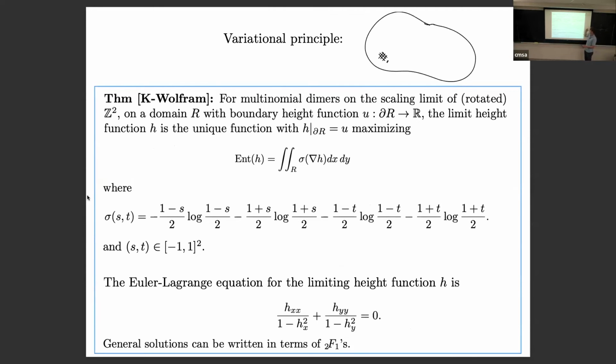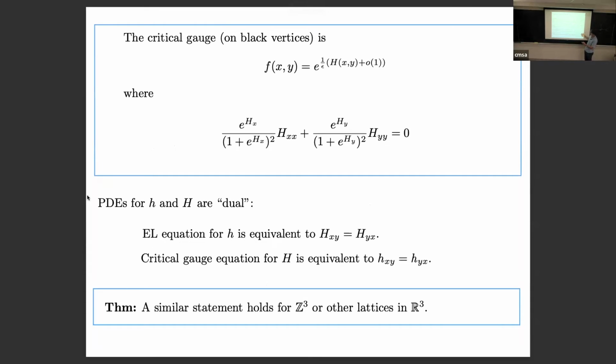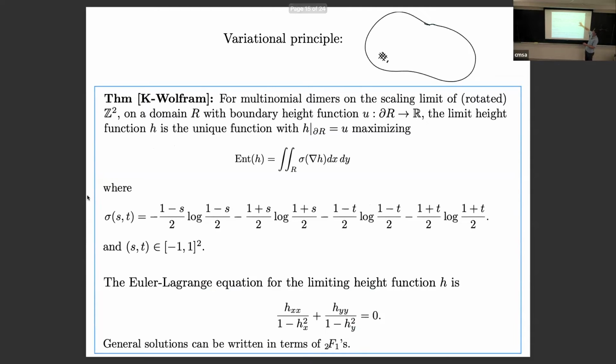The order got a little turned around, but you can do the same thing in terms of the height function. And here's the statement, which combines both of those things. On a region like this, you have a domain R in the plane with a certain boundary height function. The actual limiting height function for the multinomial dimer model satisfies a variational principle: you maximize the entropy, which is a local surface tension integral.